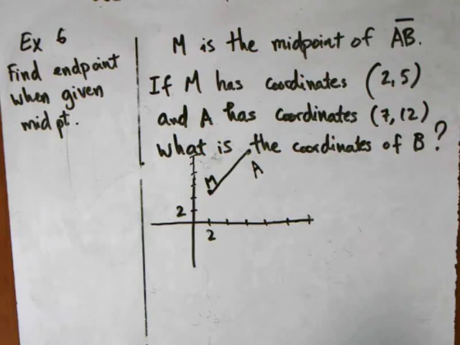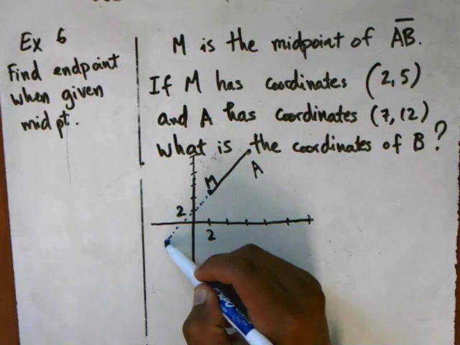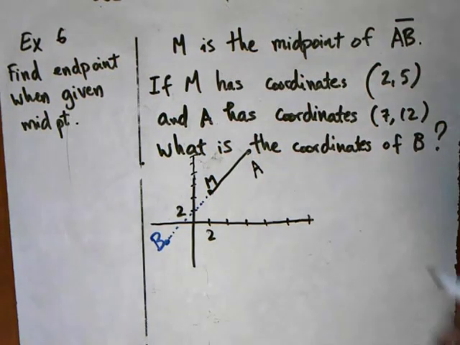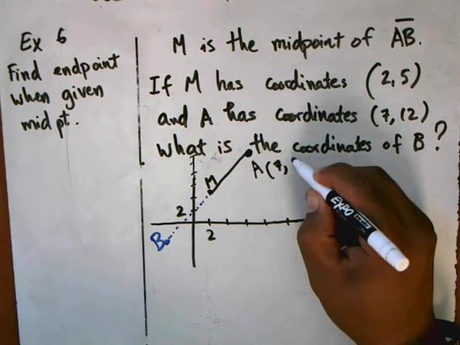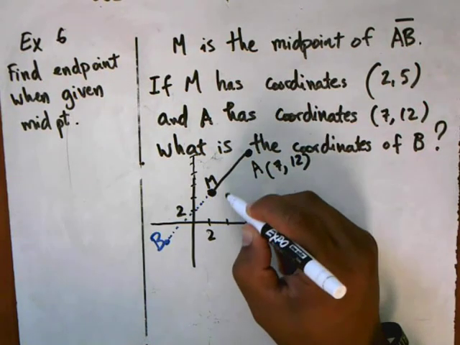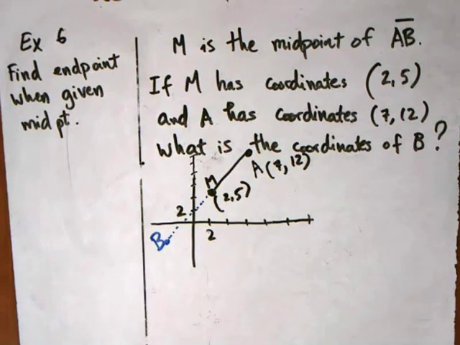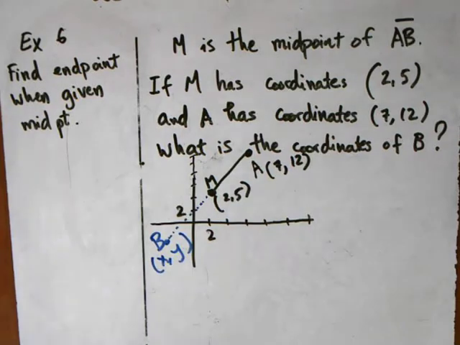And what we are looking for is the coordinate of point B. And we know B has got to be somewhere down here because M is in between A and B. So let me write in the coordinates here as neatly as I can. This is A up here, that's coordinate (7, 12). M right here has a coordinate of (2, 5), and B has a coordinate of (x, y). We don't know what x and y are, so that's actually what we're trying to solve for.